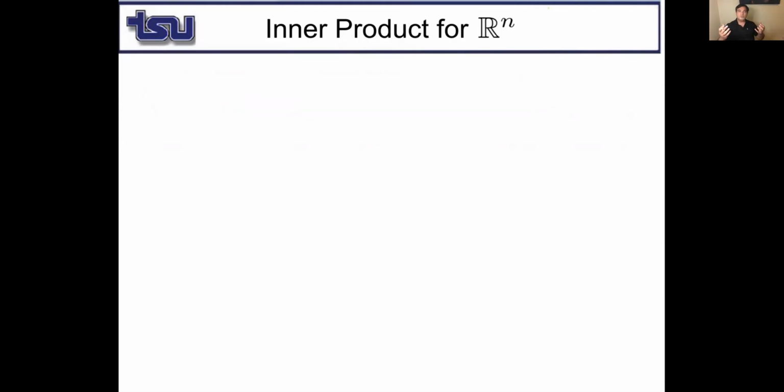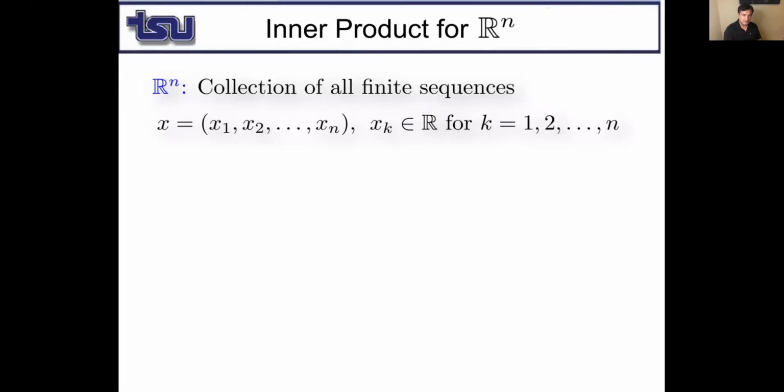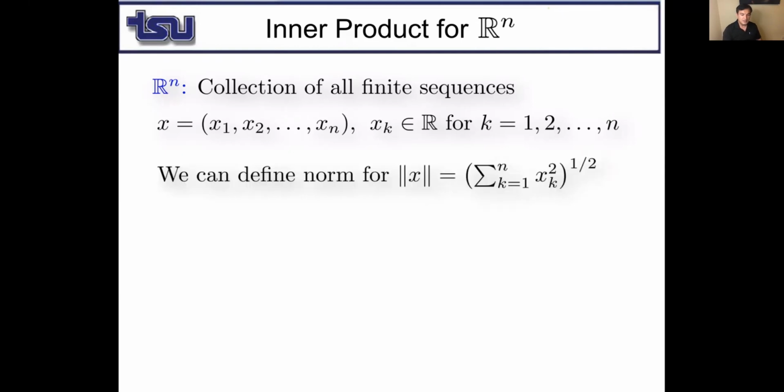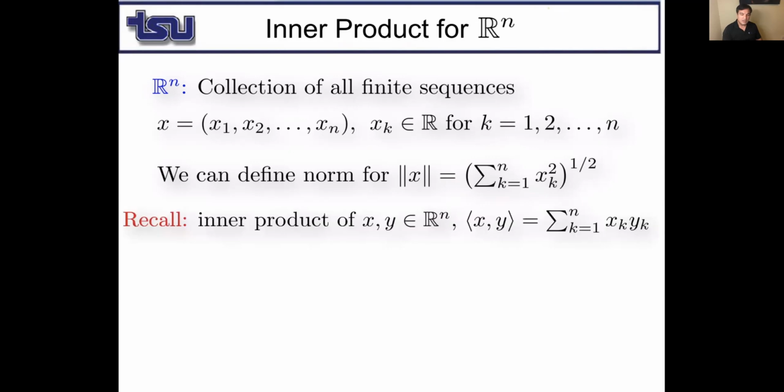So far we talked about normed vector spaces, right? Now we're going to talk about inner products on Rn. So Rn is the collection of all finite sequences. And we can define the norm for this, like the 2-norm or Euclidean norm like that. This is what everybody knows. And we also can define an inner product of two vectors in Rn.